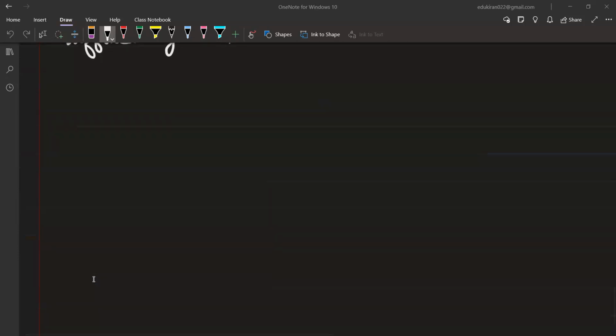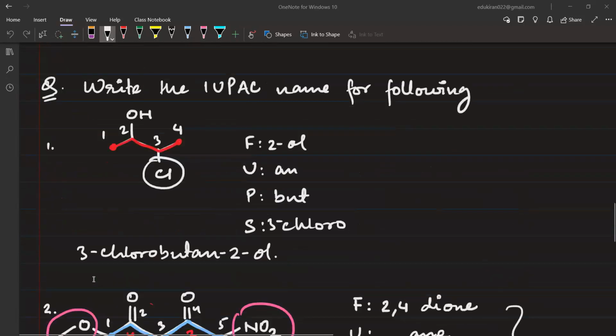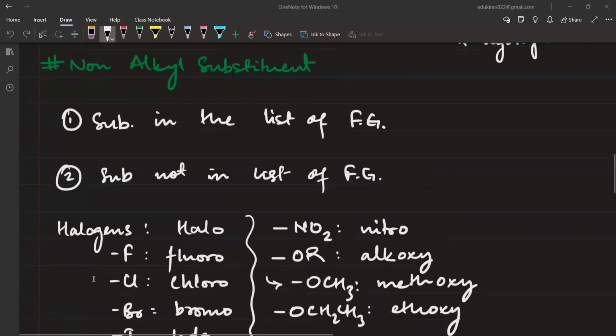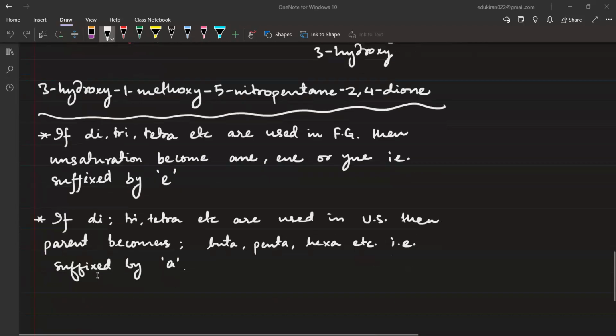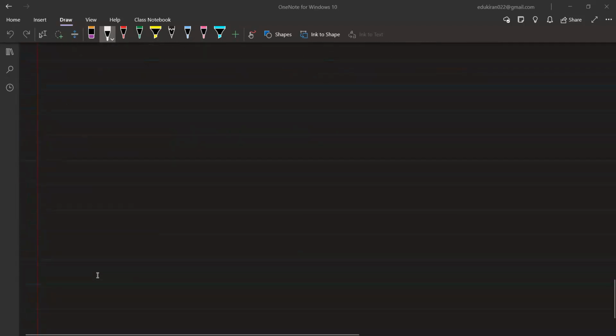Now, let us move on to the alkyl substituents. That is more important. You can do the non-alkyl substituents pretty easily, so you will not have any confusion. They're pretty straightforward. But when we come to the alkyl substituents, they get a bit messy.